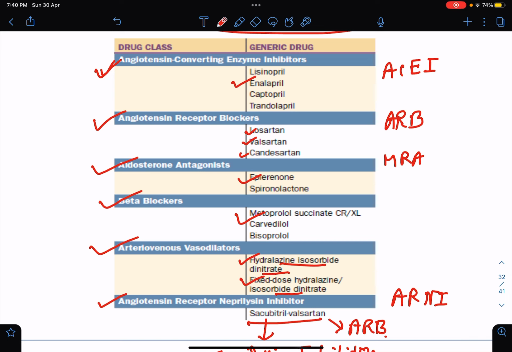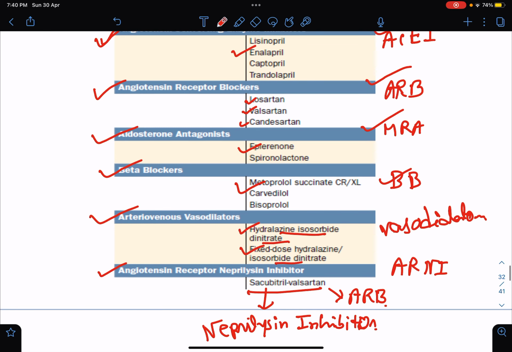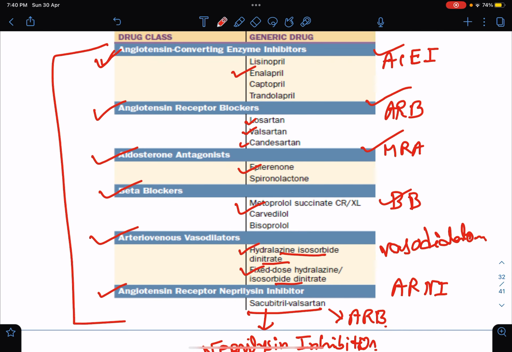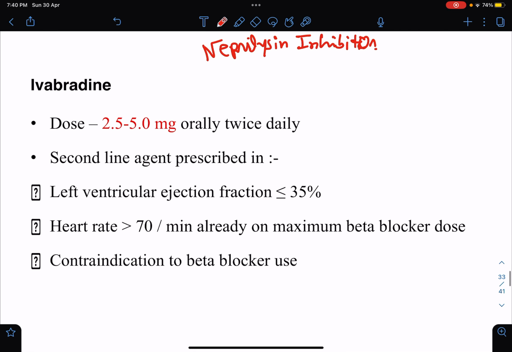So we use ACE inhibitors, we use ARB, we use mineralocorticoid receptor antagonist, we use beta blockers, then we use vasodilators, and then we use ARNI in case of heart failure with reduced ejection fraction. These are the drugs to be used. We can remember these drugs.